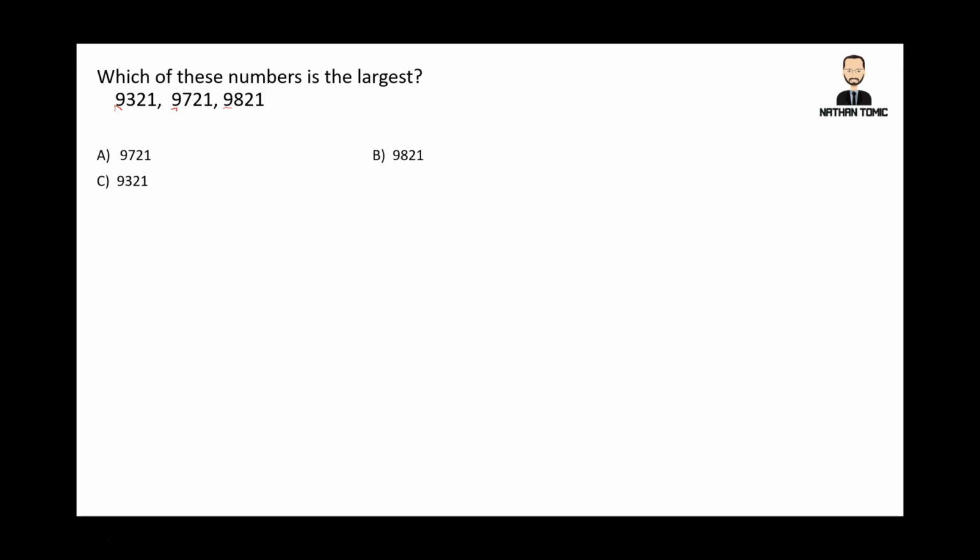Next column down, we've got our hundreds column. So we've got a 3, we've got a 7, and we've got an 8. Okay, so out of those three numbers, the 3 in the hundreds makes this the smallest one. So that's out of contention right now. We don't know it's that one. But we've got a 7 and an 8. So which one of those two is bigger? Well, of course, the 8 is bigger. So this must be our biggest number. It's got the biggest value in the hundreds column of any of those. So we'll get rid of this one. So our answer must be 9821. We just have to find which one that is, and it is B.